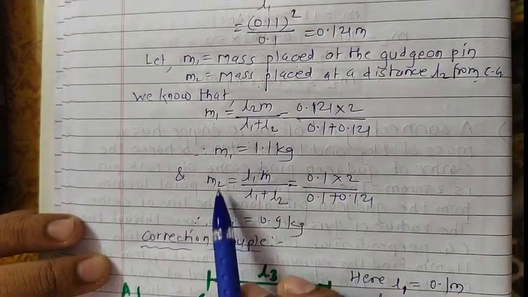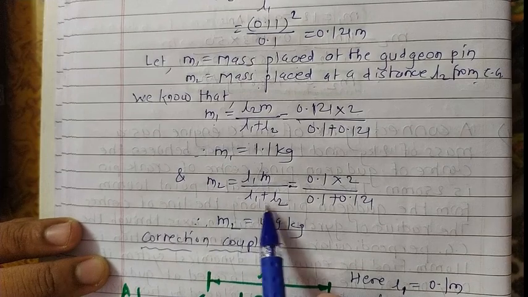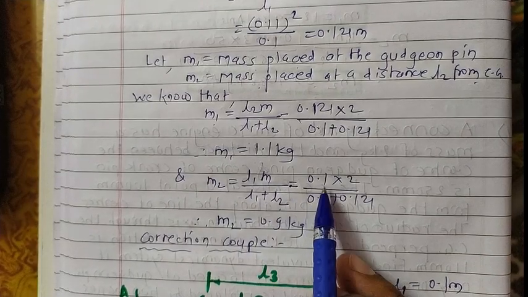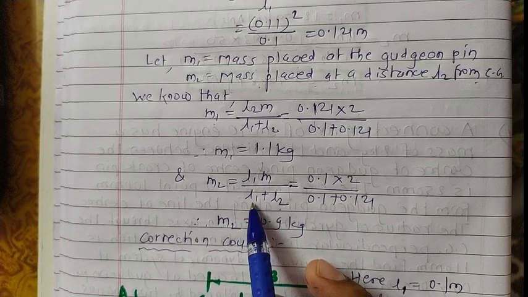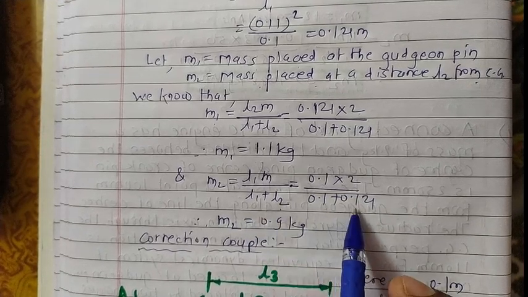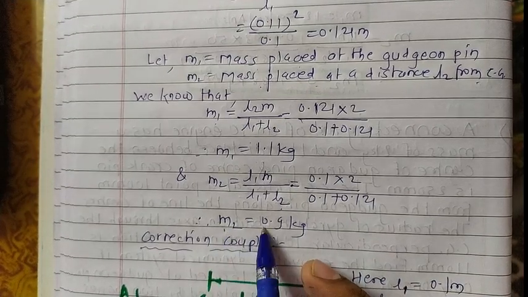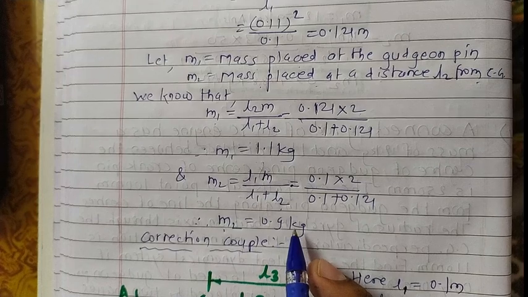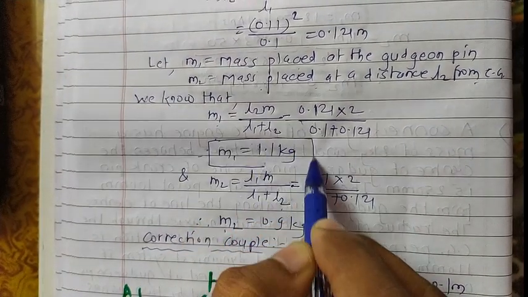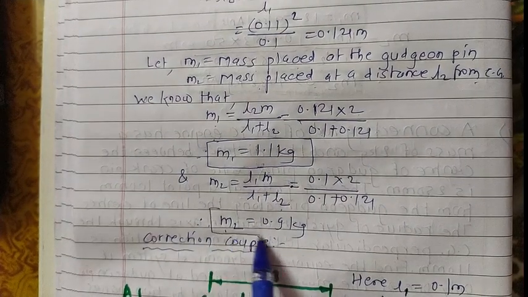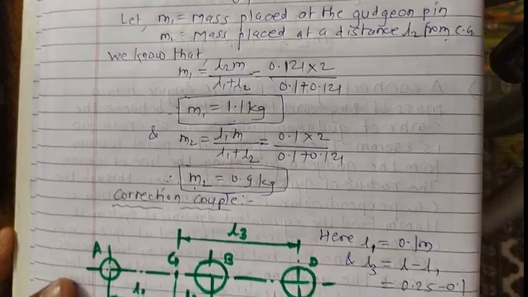Similarly get the value for M2. M2 equals L1 M divided by L1 plus L2, equals 0.1 multiplied by the mass of 2 kg, divided by L1 which is 0.1 plus L2 which is 0.121. So we can get the value for M2 as 0.9 kg. In this way we can get the dynamical equivalent system regarding the mass. Then our next target is to get the value for the correction couple.